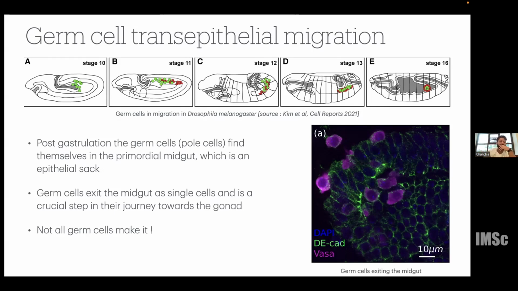This is an interesting instance because when they arrive in the midgut, they're a clump of cells connected to each other, but they exit the midgut as individual cells. So as far as exiting is concerned, it's a single cell migration. They are never connected to each other while they exit, which is nice. I'll tell you why it's nice.